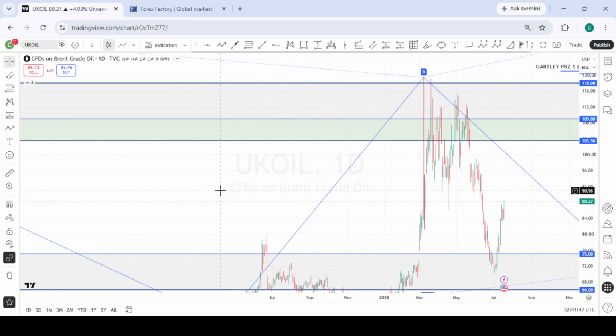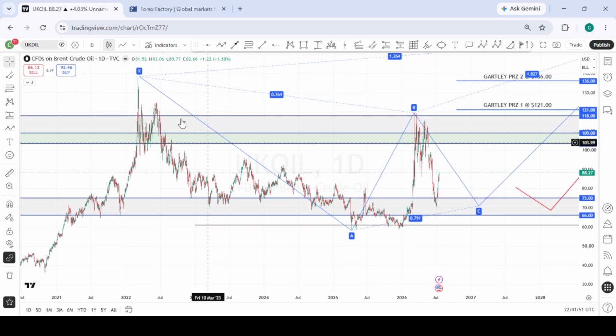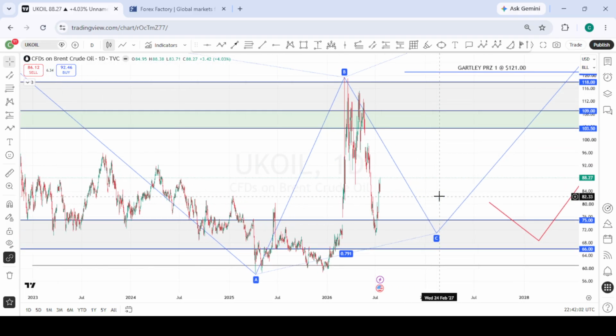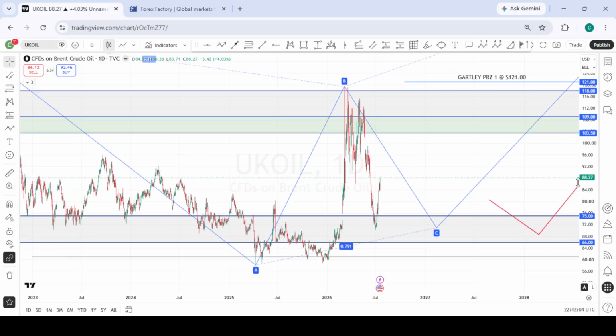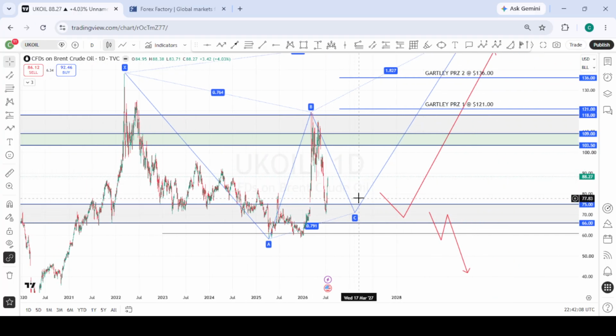This is Brent crude oil, or the UK oil. As we explained earlier, we are likely going to see a harmonic pattern form, and looking at this strong momentum that is happening, it looks like price has already taken off, and the C to D leg is almost developing now. Initially we anticipated that price would get to this area of interest and give us some consolidation or build up a bit within this zone before it takes off.